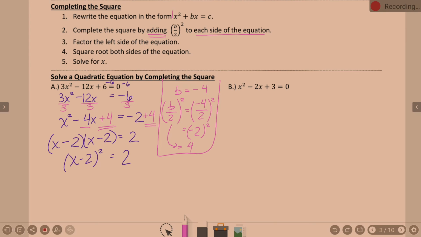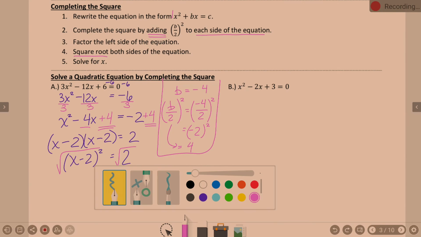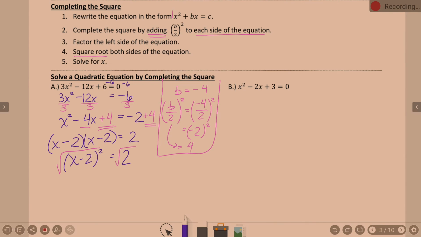Square root. If I square root the left, we're going to square root the right. What is the square root of x minus 2 quantity squared? X minus 2. What is the square root of 2? Square root 2. In an equation setting, plus or minus the square root of 2.